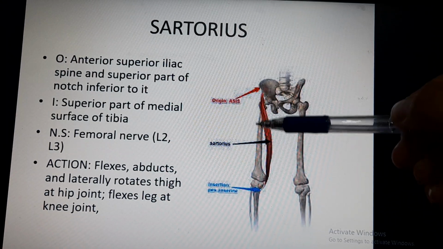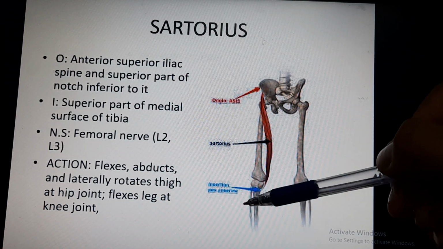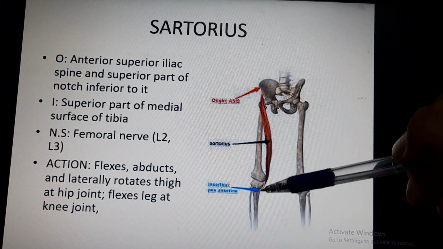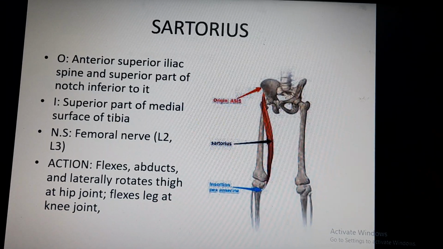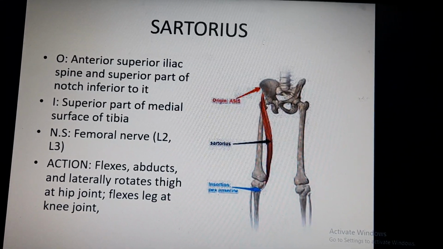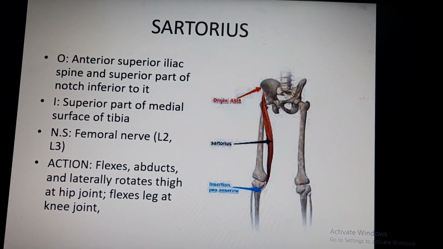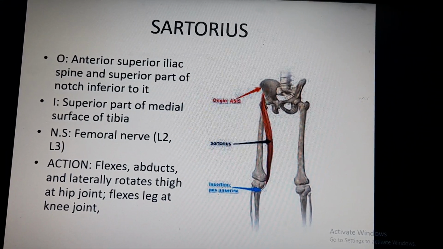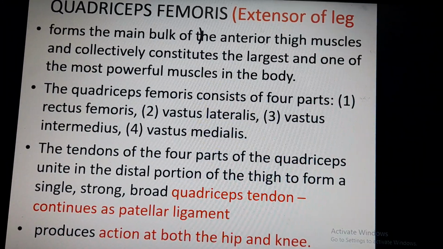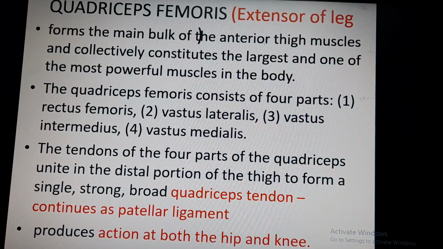This is femur, the longest bone of lower limb. This is tibia and this is fibula. It gets inserted into the medial surface of tibia. Its nerve supply is femoral nerve and its action is flexion, abduction and lateral rotation of thigh at hip joint. Next muscle is quadriceps femoris muscle.